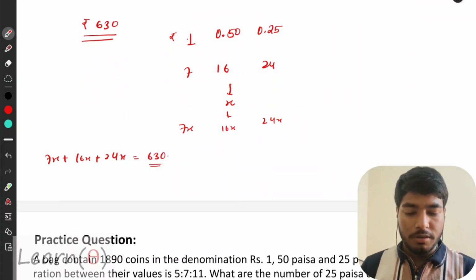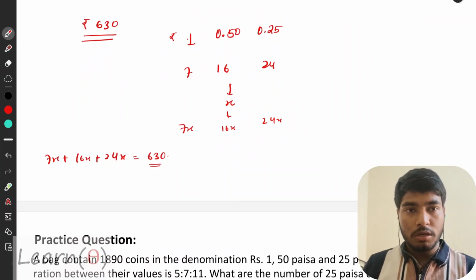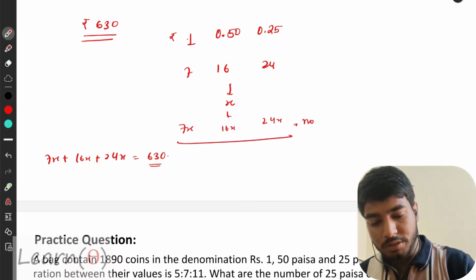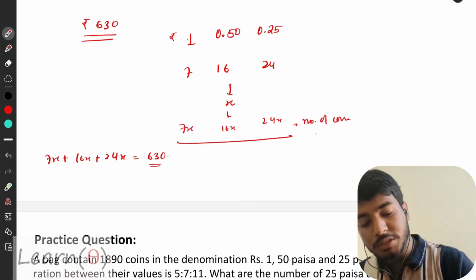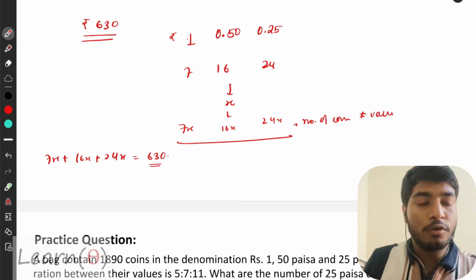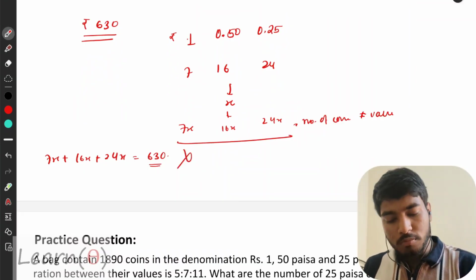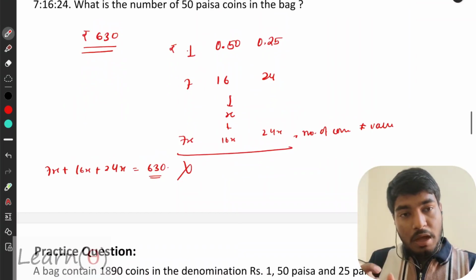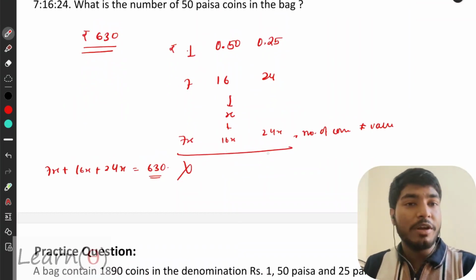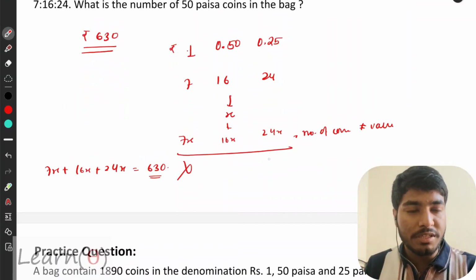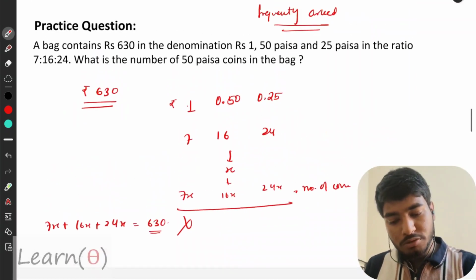But this is exactly not the right way to write this equation. Listen carefully, because you may get confused about why I have done this. This is wrong because 7x, 16x and 24x are not the values of the coins, they are the number of coins that are present in the bag. Here the value is not mentioned.